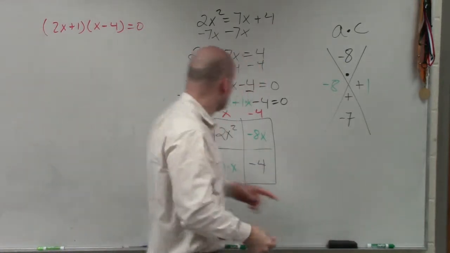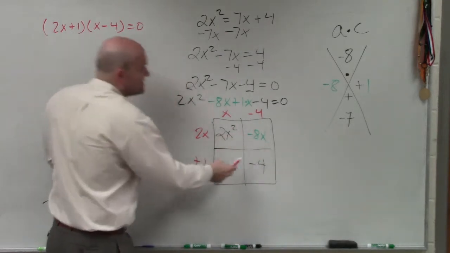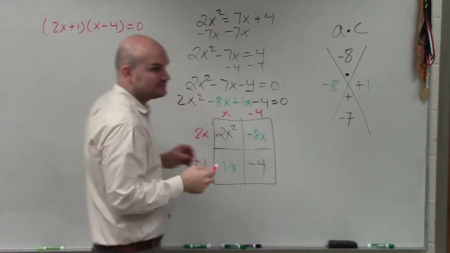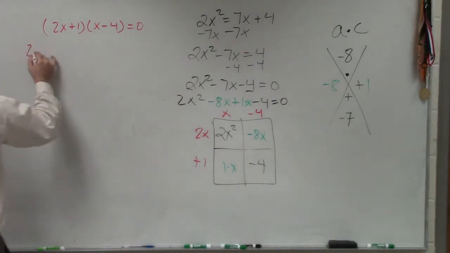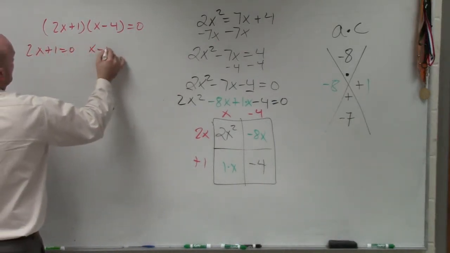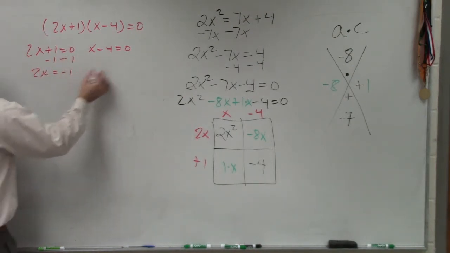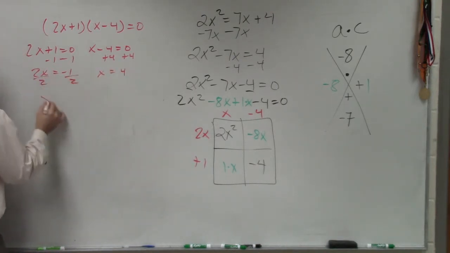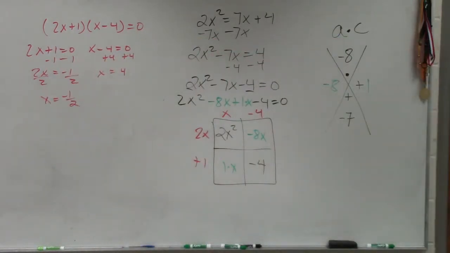Does everybody agree with me that this times this gives you all of this? Yes? And all of this is that, which is the same as that, right? So now I can apply my zero product property. So I set both of my factors equal to 0. Subtract 1, 2x equals -1. Add 4, x equals 4. Divide by 2, x equals -1/2. Therefore, the solutions of this quadratic are x equals -1/2 and x equals 4.